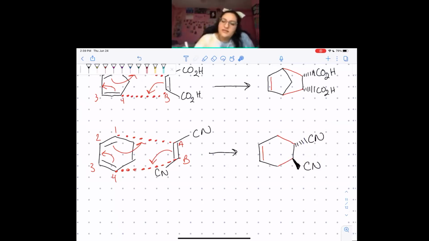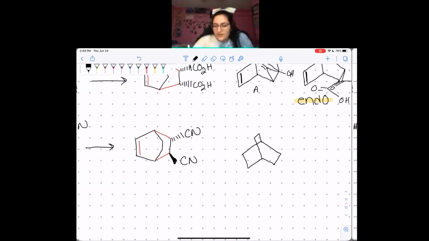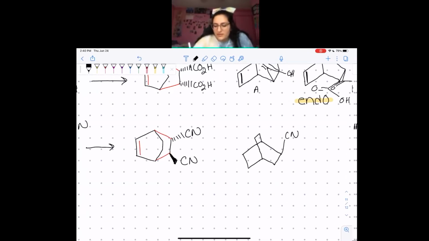The thing that looks different than the one we just did is now we have 2 carbons in the bridgehead. So we have this little point, and then we have a flat part, and then we have a point. So in 3D, this would look like so. One is pointing up, one is pointing down.